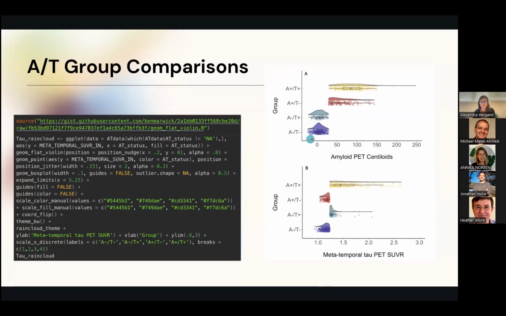And what I want to draw your attention to in particular is that this A-T+ group had a pretty broad range of amyloid PET values, at least as broad as the A+T- group. So it wasn't necessarily that this group was all sub-threshold amyloid accumulation, but rather they had a pretty broad range.